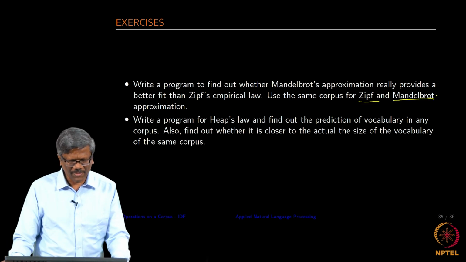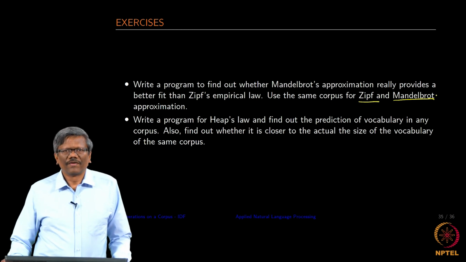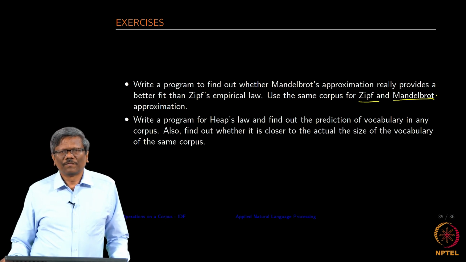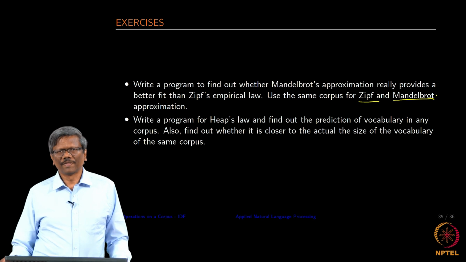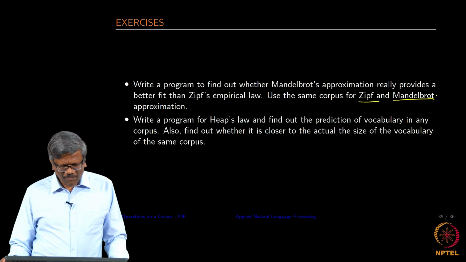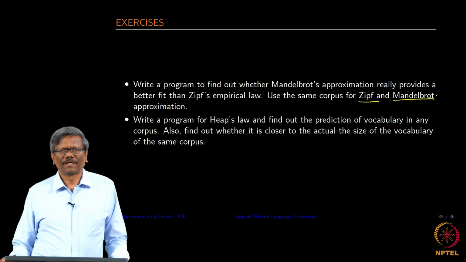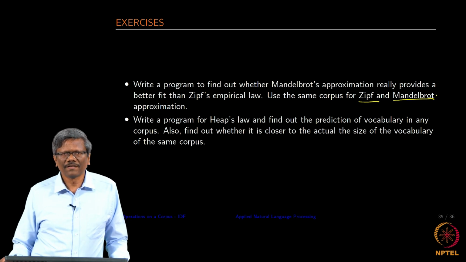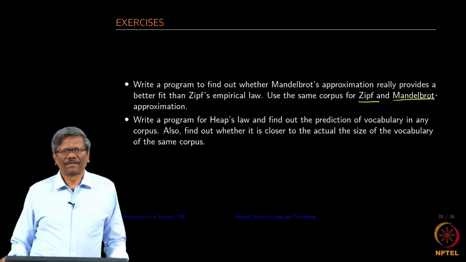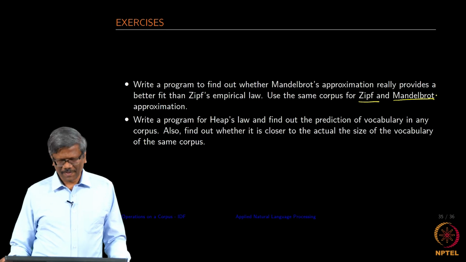What you have to do is write a program to find out whether Mandelbrot's approximation really provides a better fit than Zipf's empirical law. For that you may want to use the same corpus for both Zipf and Mandelbrot. The second one would be to write a program for Heap's law and find out the prediction of vocabulary in any corpus. Also find out whether it is very close to the actual size of the vocabulary of the corpus. So how do you do that?